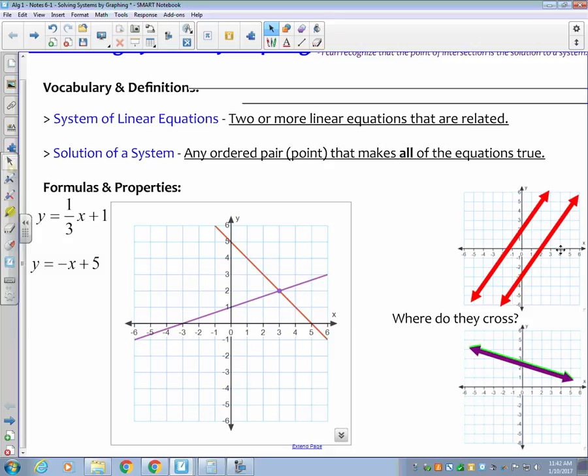Sorry, not sorry. Okay. Now the other scenario, go ahead and do goalpost again. Goalposts are parallel lines, so let's put our goalposts to the side. Still parallel. Do these parallel lines ever cross? No. So there is no solution.